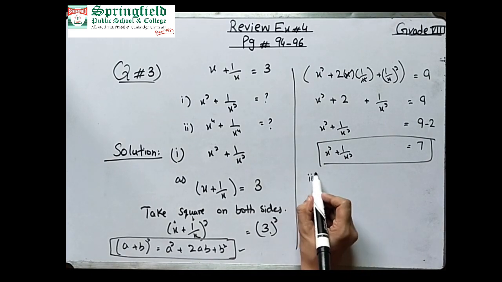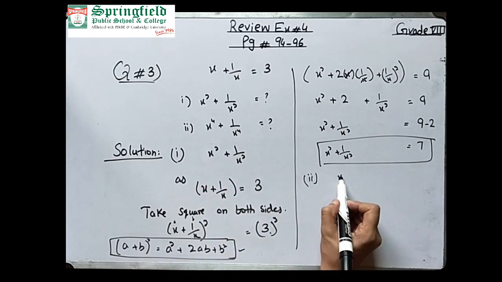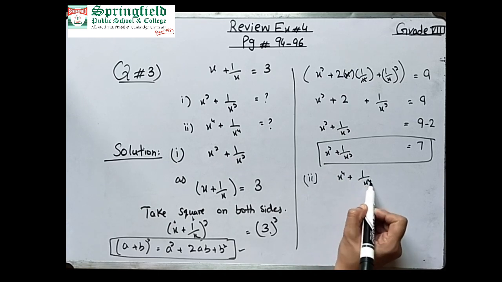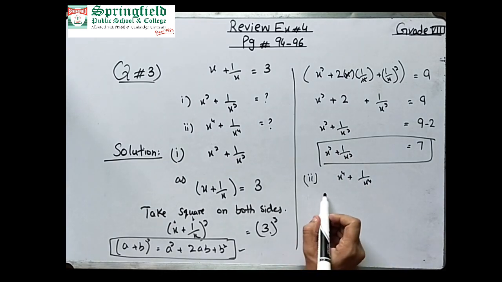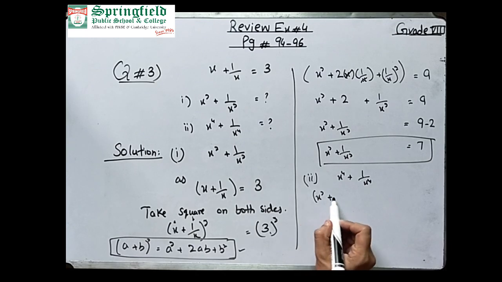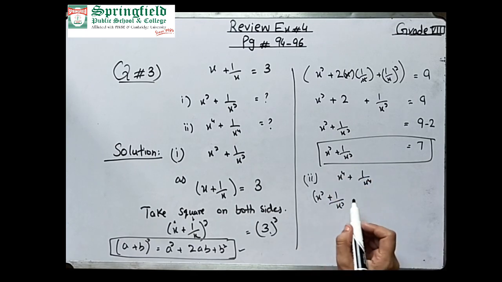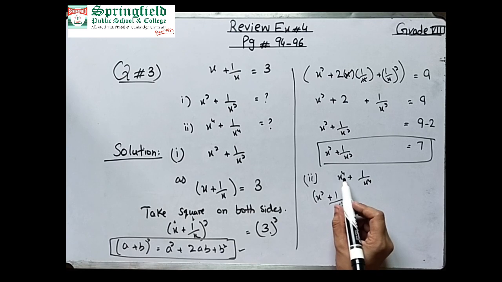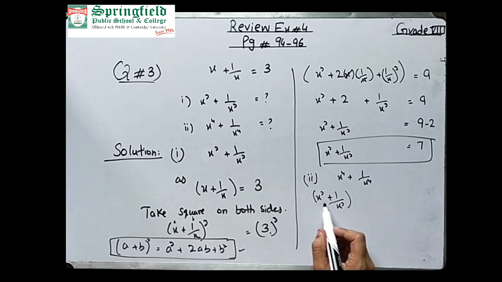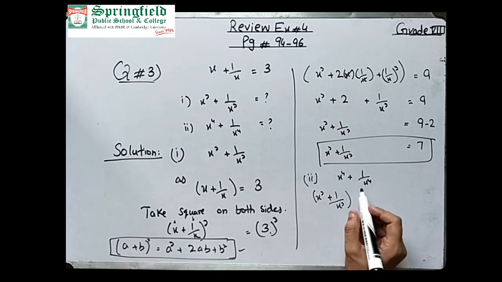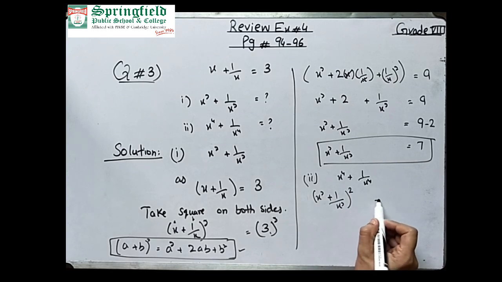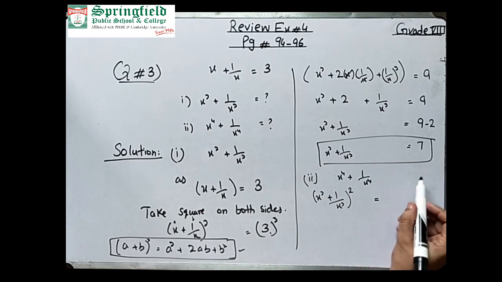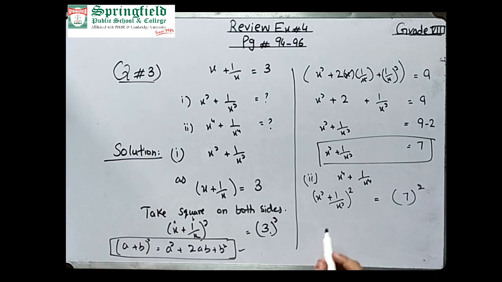Now the second part, x4 plus 1 by x4. They are asking about this one. Now how can we do it? We will take the square again, because they are asking about x4 now. So we will take the square of x square plus 1 by x square. Take the square on both sides.